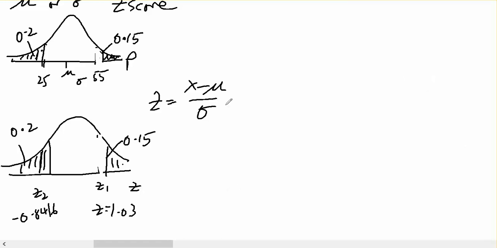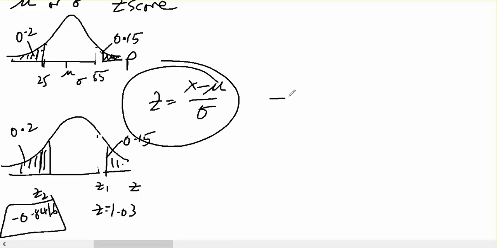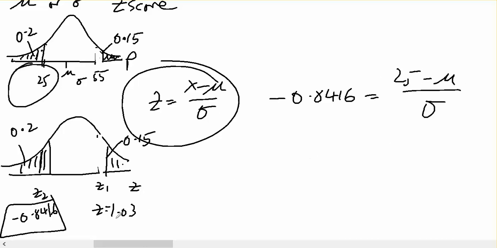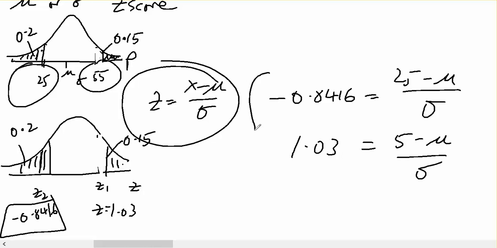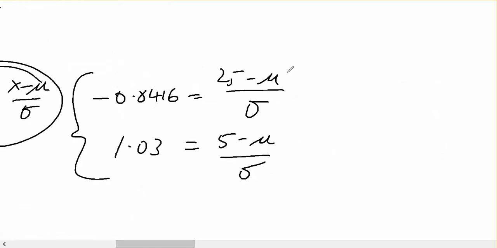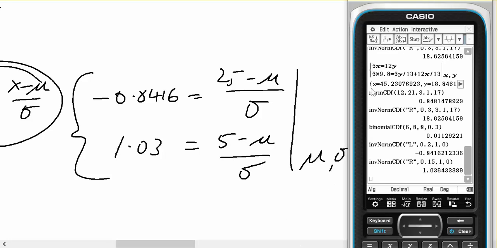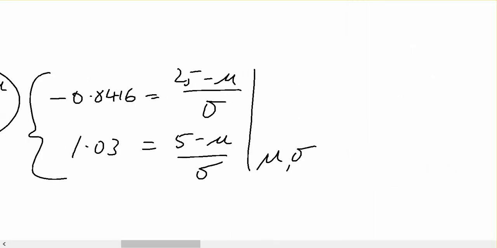So this is my connection. So negative 0.8416 equals 25 minus mean over standard deviation, and 1.03 equals 55 minus mean over standard deviation. Put those into the calculator and I'll solve for mean and standard deviation, and the calculator can do that solving for me.